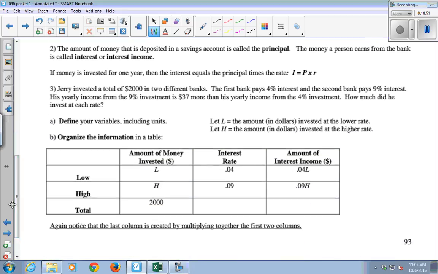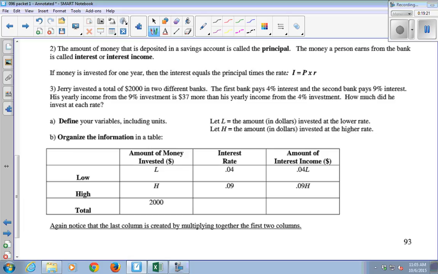Okay, so now another kind is an interest problem, an investment problem. So the amount of money that's deposited in a savings account is called the principal, and the money a person earns from the bank is called interest or interest income. So if money is invested for 1 year, then the interest is just the principal times the interest rate that the bank agrees to pay you. Okay? They pay you some percentage of how much money you have in the bank.